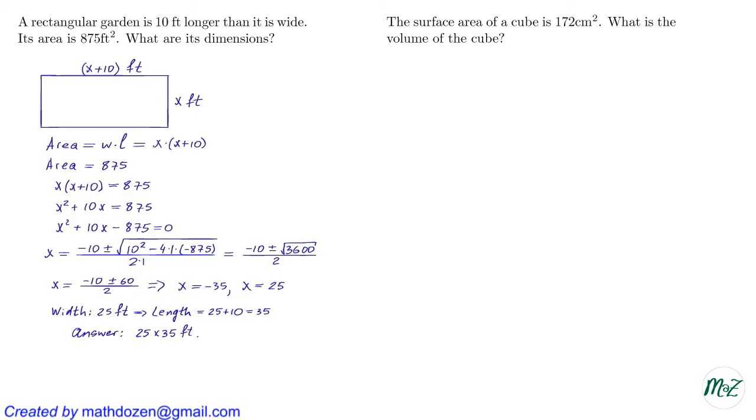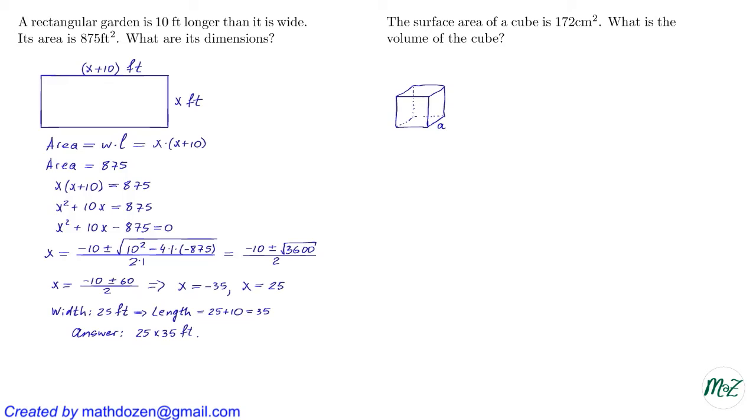And then on to the second problem. The problem says that the surface area of the cube is 175 square centimeters. What's the volume of the cube? So here is the sketch of the cube. And so a cube is a box that has all three dimensions being equal to the same quantity. So I'm gonna denote that measurement by a.